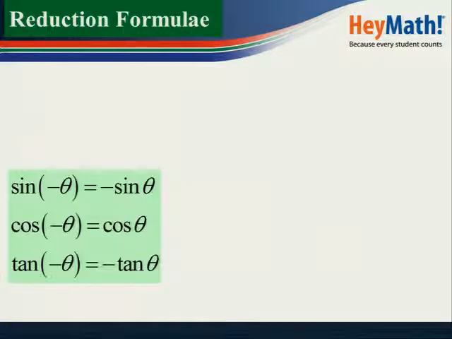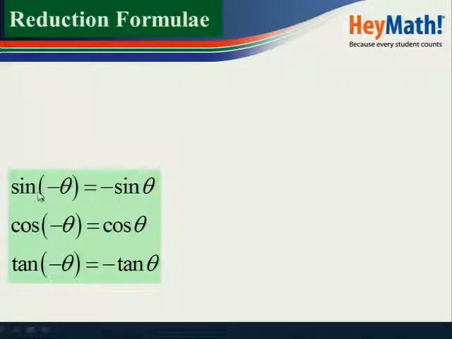The reduction formulae. There we are. Negative angles, like I indicated to you earlier, are the angles in the fourth quadrant. And remember, in the fourth quadrant, cos is positive. So the cos of negative theta is the same as the cos of theta, because negative angles are in the fourth quadrant, and in the fourth quadrant, it's only cos that is positive.